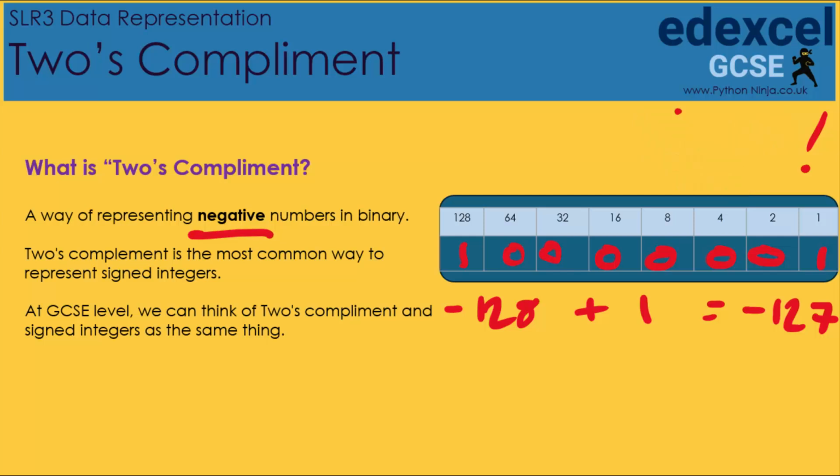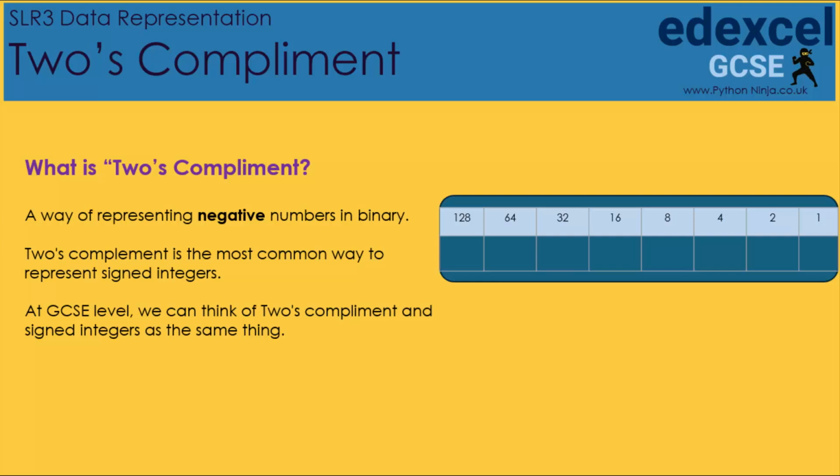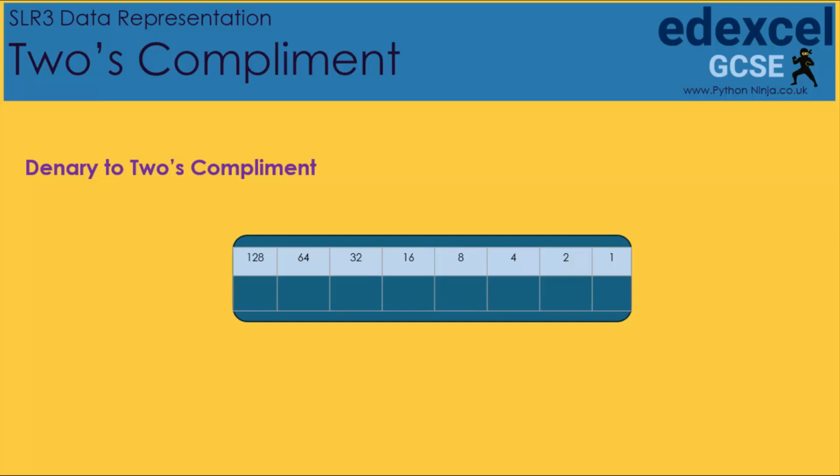Where it's slightly different is that so far we've been converting from binary to denary. So what if we need to convert from denary to binary? What if we've got a negative denary number and we need to convert it to a 2's complement signed binary number? So we use 2's complement to convert from denary to binary.